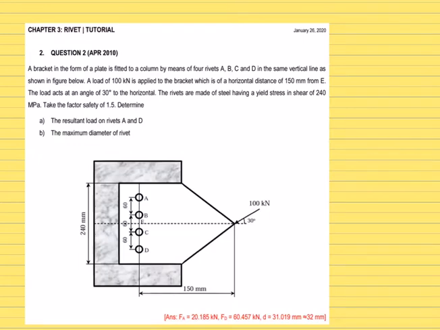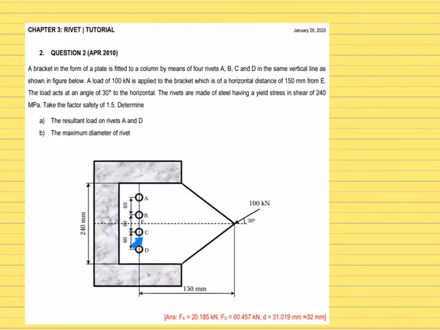For this video, we will do a question related to rivets, tutorial number 2 from past year 2010, question number 2. Let's read the question. A bracket in the form of a plate is fitted to a column by means of 4 rivets A, B, C and D in the same vertical line.